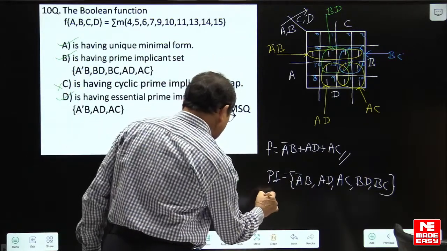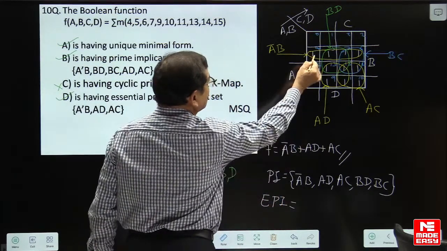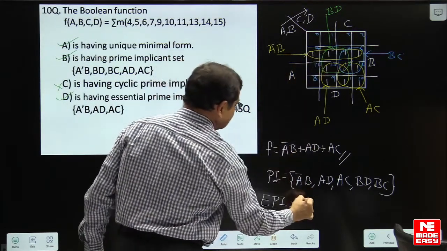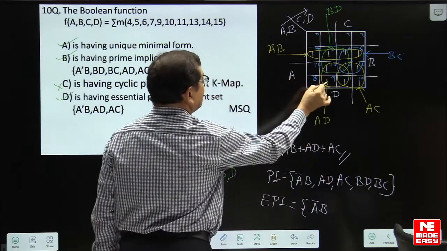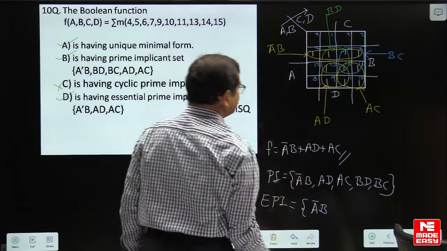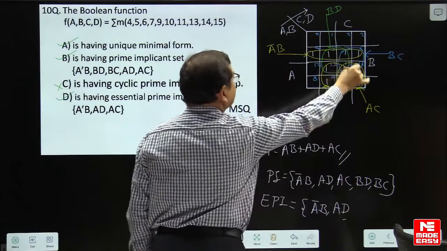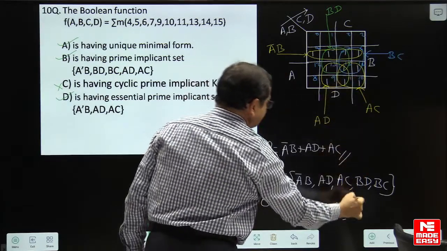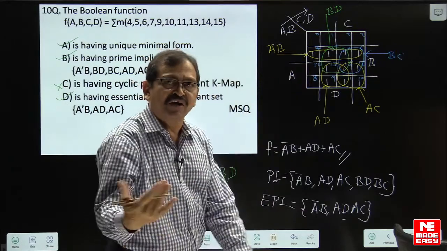And coming to the essential prime implicants, because of the coverage of 4, this is an essential prime implicant. Because of the coverage of 9, this subcube product is an essential prime implicant, it is AD. Because of the coverage of 10, this product is also an essential prime implicant. So all yellow color subcube products are the essential prime implicants.